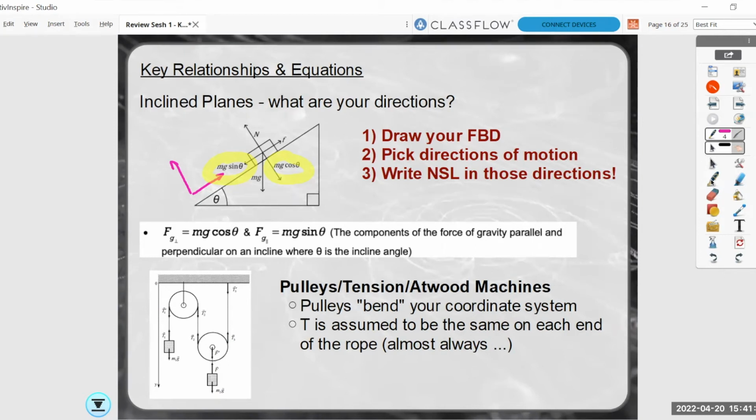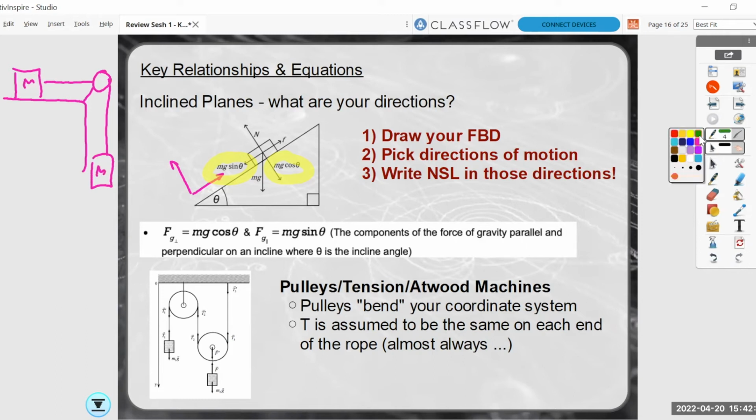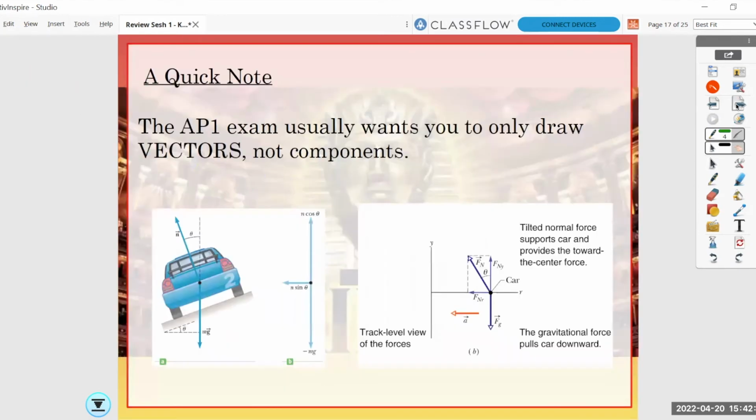Atwood machines, we're going to do a little bit of pulleys and Atwood machines. Remember, pulleys kind of bend your coordinate system. So one way to think about that, right, is if I've got two masses like this, when the hanging mass falls, the other mass is going to move to the right. So my positive direction of motion is sort of this way. You can think of the pulley as being a magic pulley. It bends your coordinate system around it in this case, when you're setting up your Newton's second law.